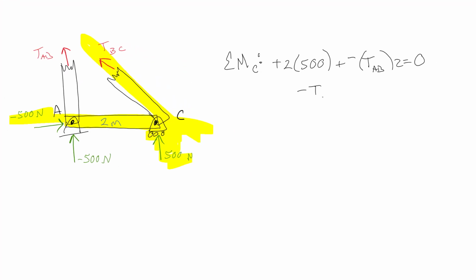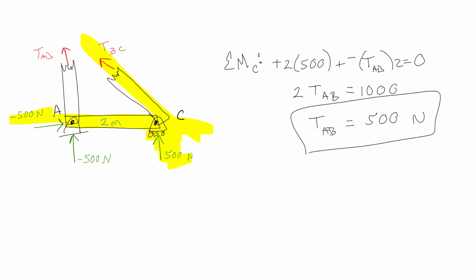So I've got minus TAB. I know this is a dumb example because 2 TAB is equal to 1,000, because, you know, it's obvious, but if you can't understand the obvious ones, you can't understand the unobvious ones. Okay, so now we get that TAB is equal to 500.